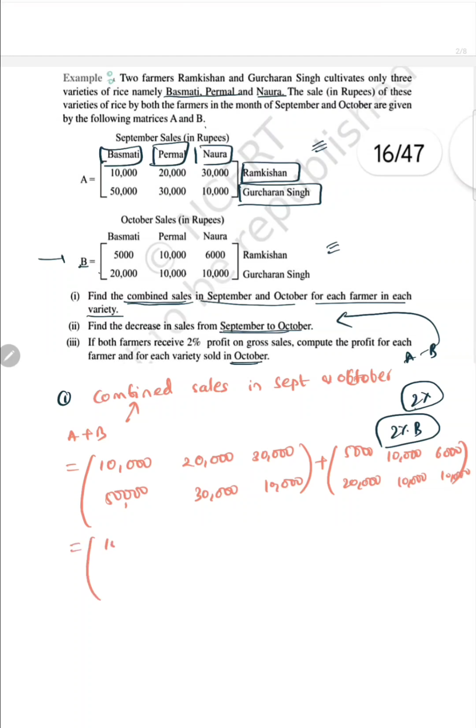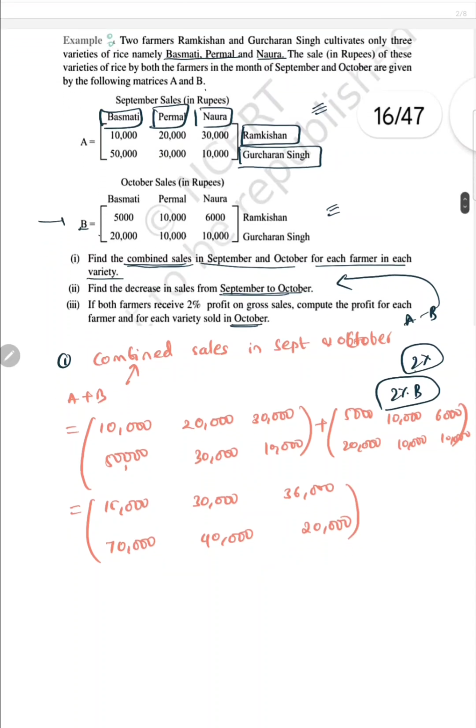10 plus 5 is 15,000, 20 plus 10 is 30,000, 30 plus 6 is 36,000, 50 plus 20 is 70,000, 30 plus 10 is 40,000, 10 plus 10 is 20,000. So this will give the combined sales in September and October.